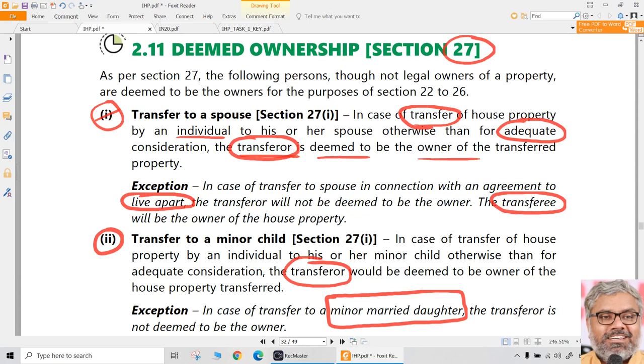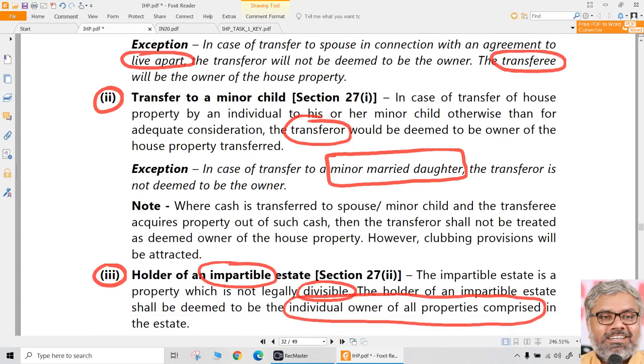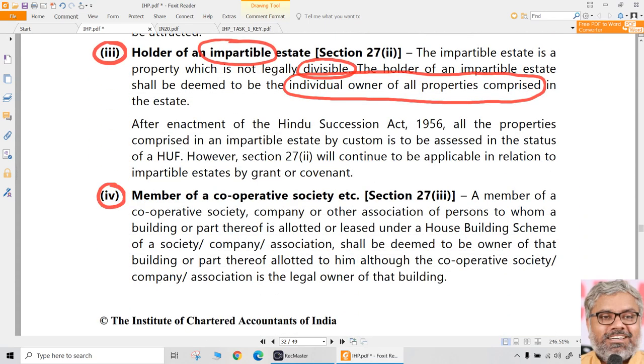Even though he is not legally the owner of the property, under section 27 he can still be deemed to be the owner of the property. Those are the cases we are looking at: transfer to spouse, transfer to a minor child without adequate consideration, holder of an impartible estate, member of a cooperative society. This also happens a lot of times. Some colonies will be developed, like journalist colony, film nagar. Individually, the properties will not be registered in the name of the person. They will be registered only in the name of the society as a whole.